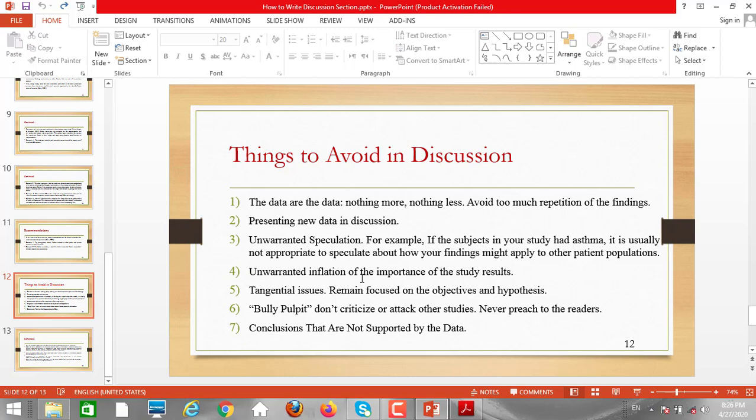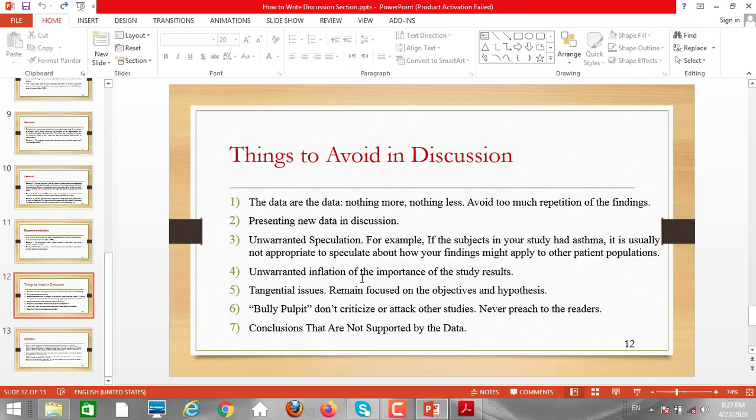That's it. The third point is unwarranted speculation. This means try not to suggest your findings apply to other disciplines. For example, in my findings, I said that EFL lecturers supported the CLT approach. So in this part, I cannot say that this CLT approach is a useful teaching approach for some other disciplines, particularly for math or for physics.